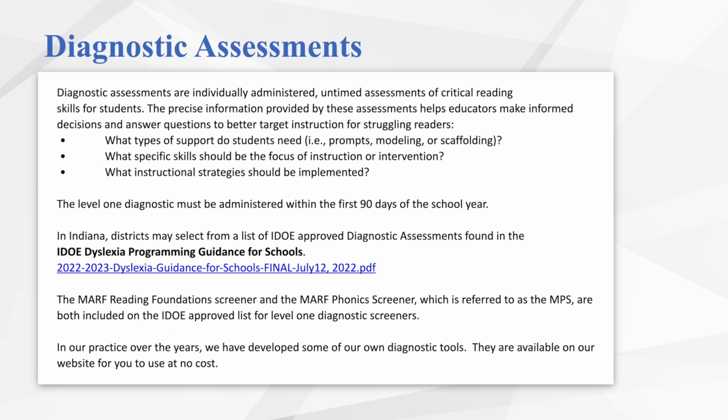Once parental consent is received, it's the role of the school to find the instructional strengths and weaknesses of the student so that appropriate interventions can be designed and delivered. The Level 1 diagnostic must be administered within the first 90 days of the school year. The MARF Reading Foundation Screener and the MARF Phonics Screener, which is referred to as the MPS, are both included on the IDOE-approved list for Level 1 diagnostic screeners.